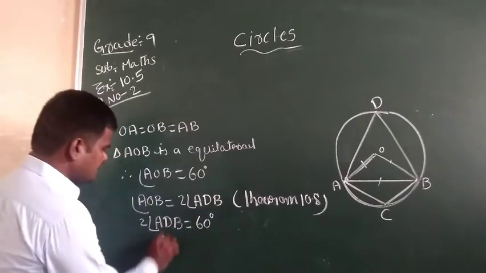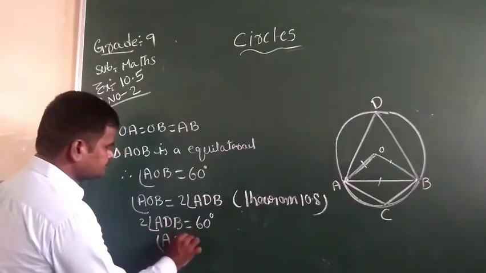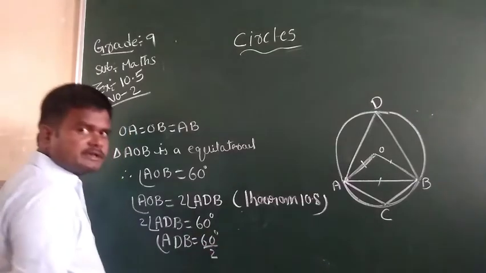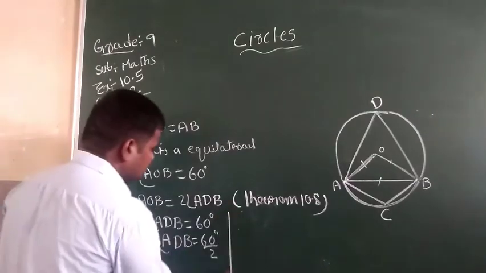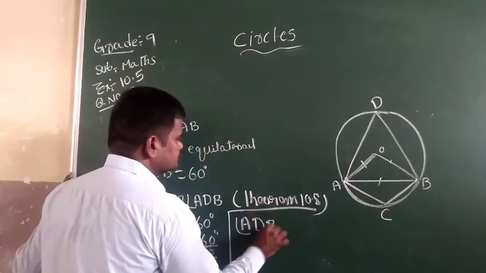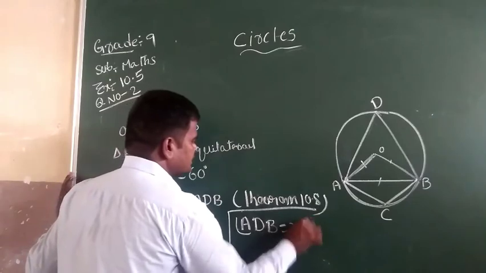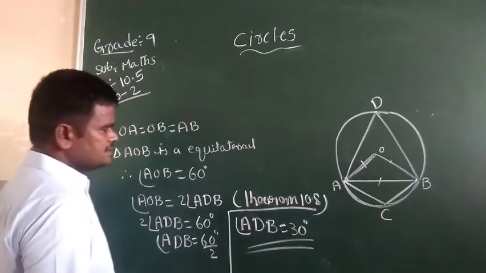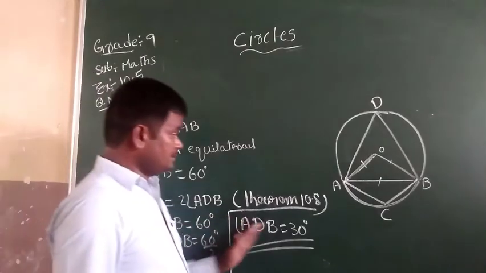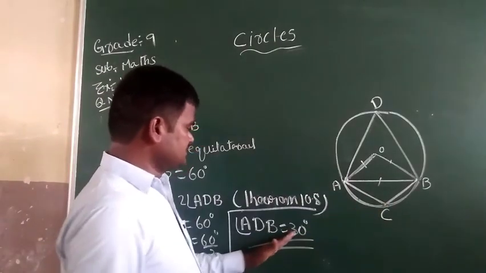So here angle ADB equals 60 degrees by 2. Therefore angle ADB equals 30 degrees. The subtended angle by the minor arc is 30 degrees.